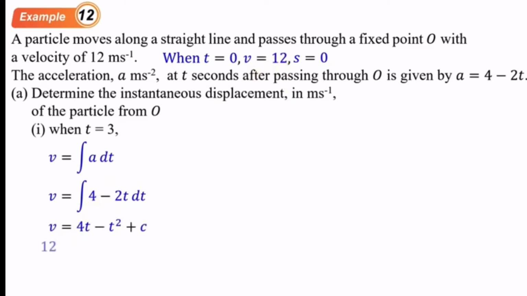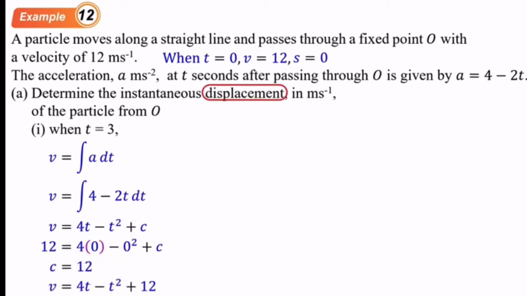How to get c? We substitute t equals 0, right? At t equals 0, the velocity is 12. So we substitute to get c. That means c is equal to 12. After we got c equal to 12, we write back the velocity in terms of t and the number 12. So it's 4t minus t squared plus 12, that is velocity.